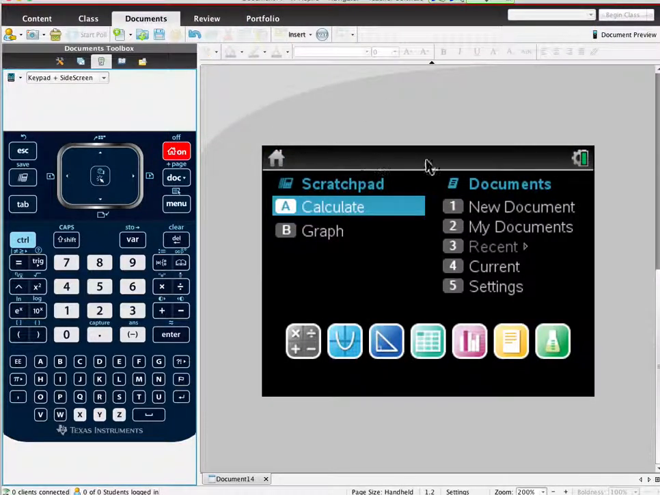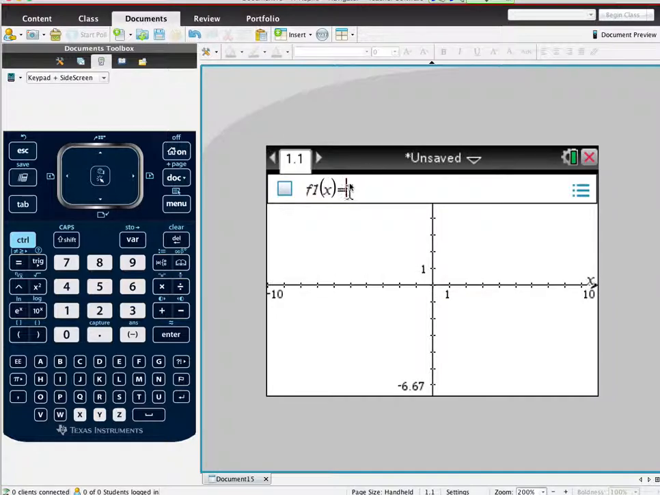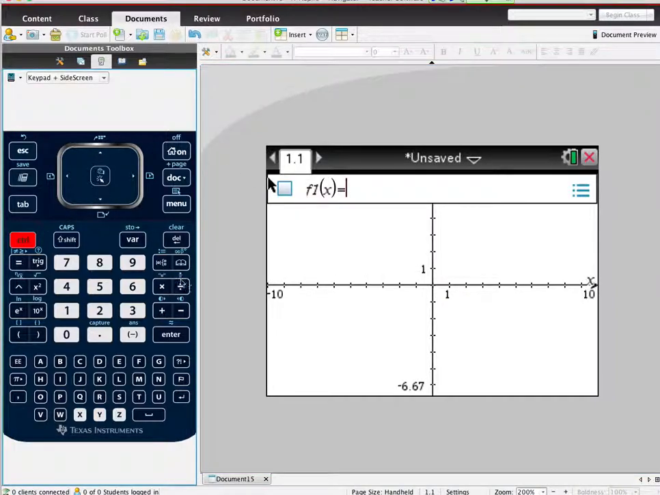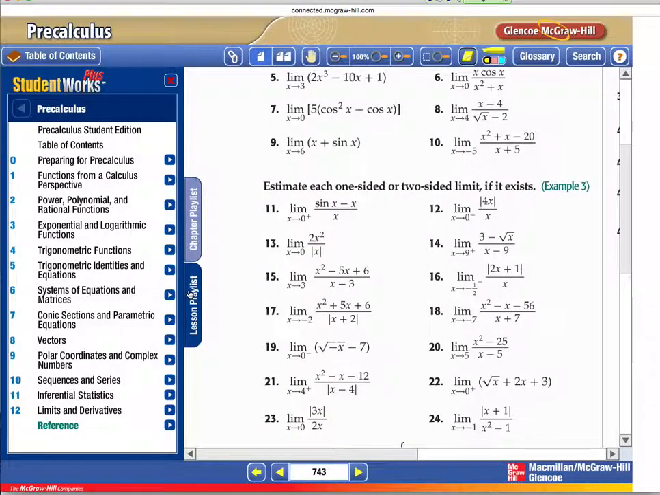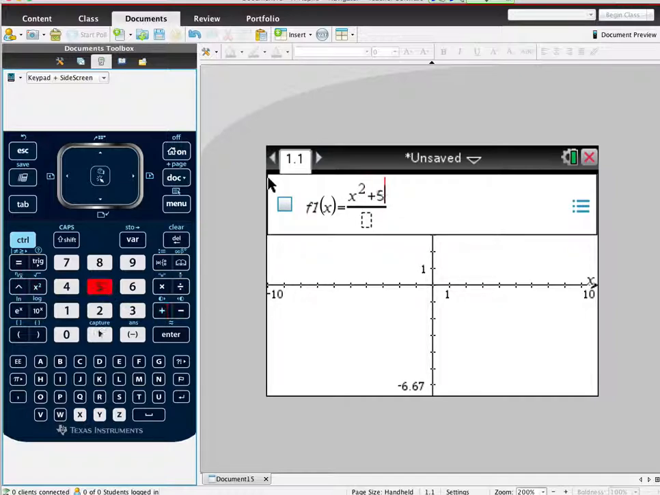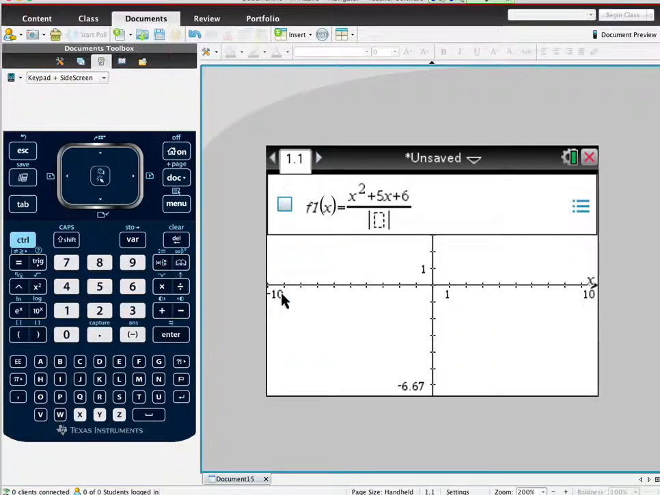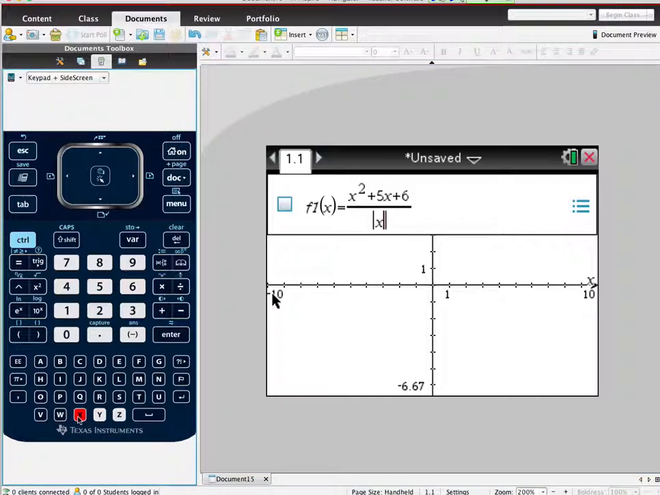Open graph. Home, new document, and we want to do graph. So control divide. It was x squared plus 5x plus 6. What was on the bottom? Absolute value of x plus 2. All right, where do we get absolute value from? Press the little button by the books. Yeah, the button by the book right here, and then absolute value is over here in the middle left. So I click on that, and then I just put x plus 2 in there.